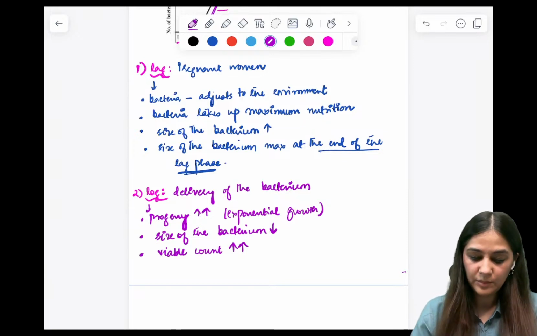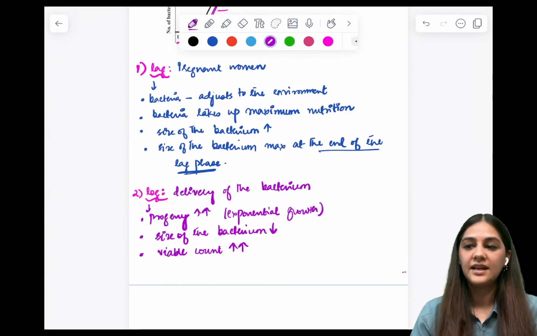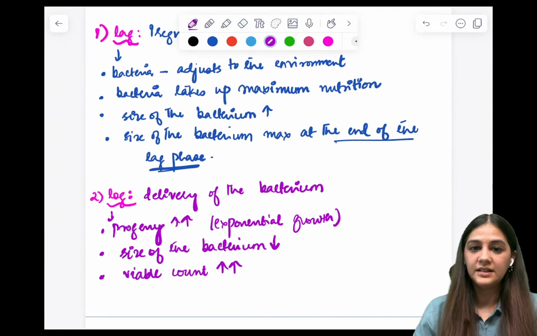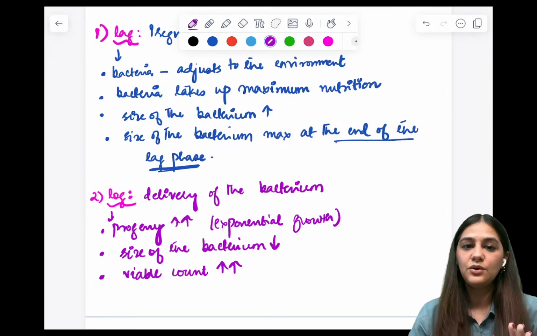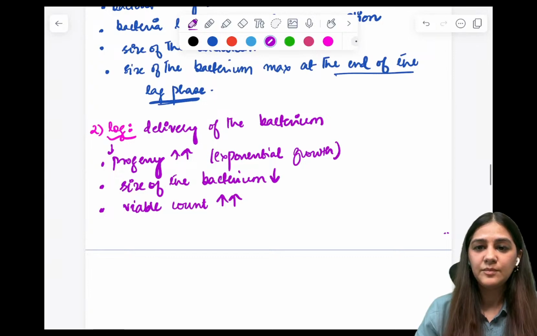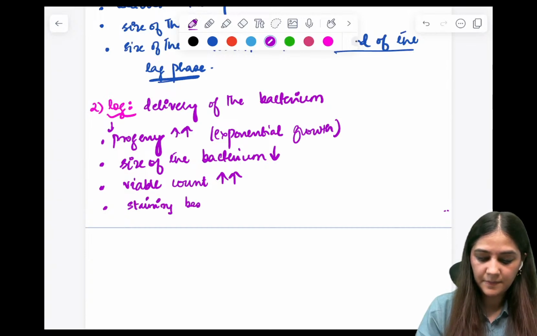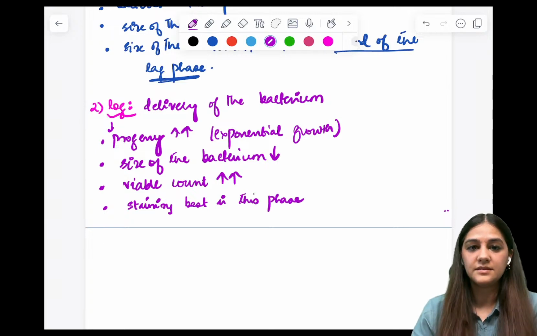And I want to let you know one more thing: whenever we are trying to stain, like suppose we are trying to do some level of gram staining or any kind of staining, what is happening to the viable bacteria? The viable bacteria take up the maximum amount of staining. The good staining that we talk about is taken up by the viable bacteria. So if we want to do any kind of staining process, staining is best done in this phase. So staining is best in this phase, right?